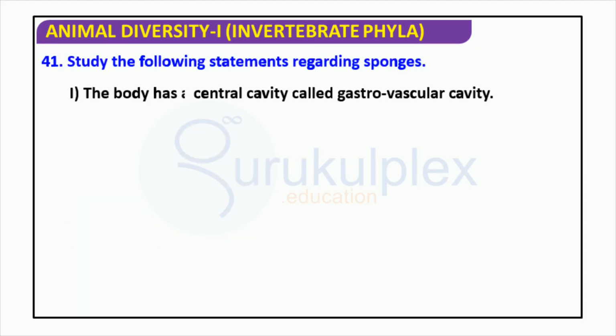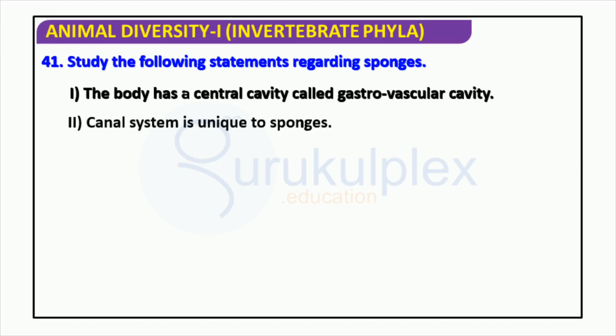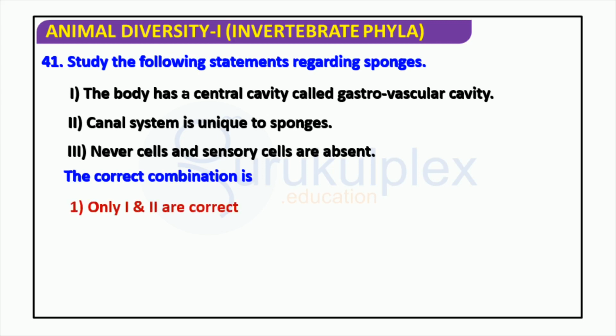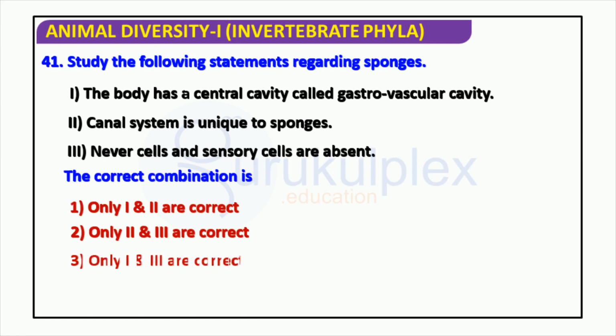Sponges are remarkable organisms having a canal system that facilitates water circulation and filters food particles. Unlike other invertebrates, sponges lack nerve and sensory cells, making them comparatively simpler. Nonetheless, they do have a gastrovascular cavity. Therefore, the answer to the question is that only 2 and 3 are correct, 1 and 3 are not.